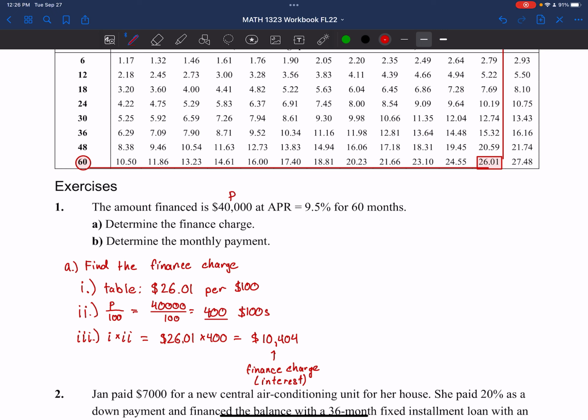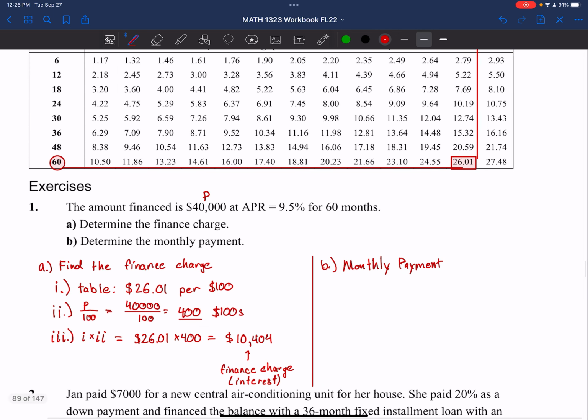There's part A, done. Part B, where we're asked to determine the monthly payment, we have to go ahead and use that formula. And the formula is pretty intuitive. So to figure out the monthly payment, I'll just probably call this MP for short. It is going to be the principal plus the interest divided by the number of months.